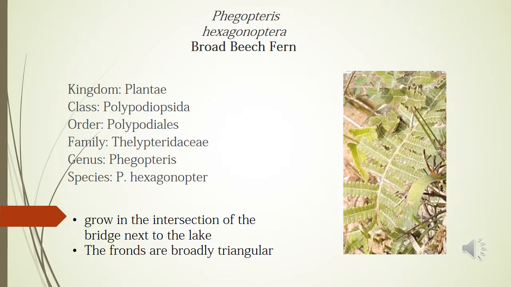Results. The plant that we found is broad beech fern. The kingdom is Plantae. It grows at the intersection of the bridge next to the lake. The fronds are broadly triangular.